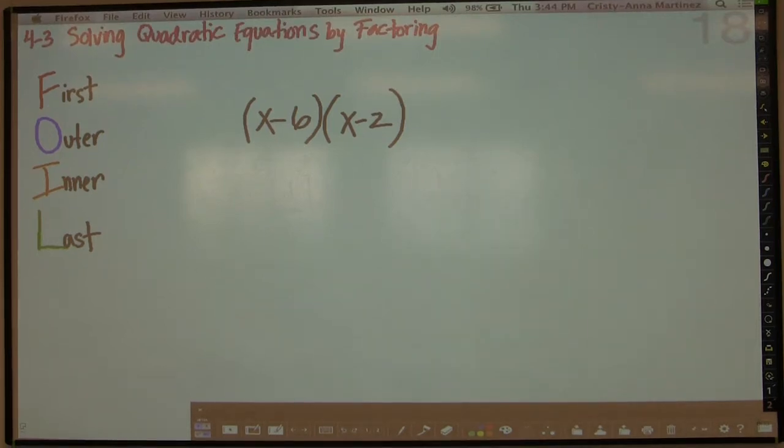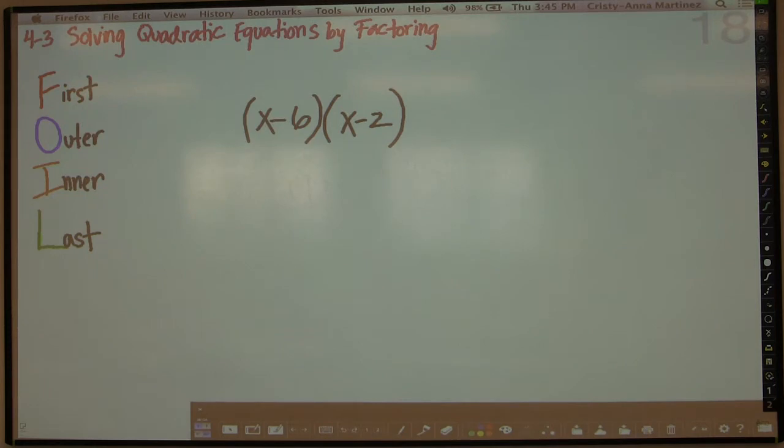Hi there, this is an Algebra 2 video. It is Chapter 4, Section 3. We are solving quadratic equations now by factoring. We've done solving by graphing and using the calculator. And now we'd like to try a different technique, and that is to solve by factoring.